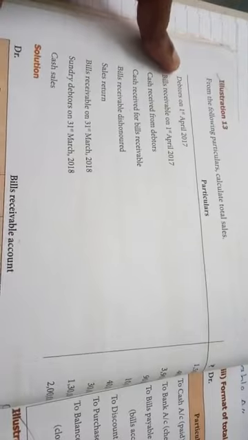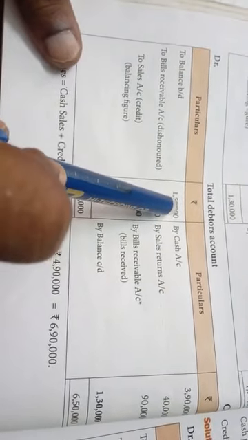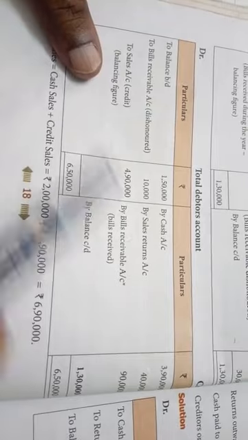The total debtors account also starts with the opening balance of debtors. Debtors as on 1st April 2017, 1,50,000. Debtors always show a debit balance. It is an asset, so it appears on the debit side of the total debtors account, to balance brought down 1,50,000. Next one, cash received from debtors. What is the journal entry? Cash account debit to debtor account. So the debtor account credit side, by cash received 3,90,000.